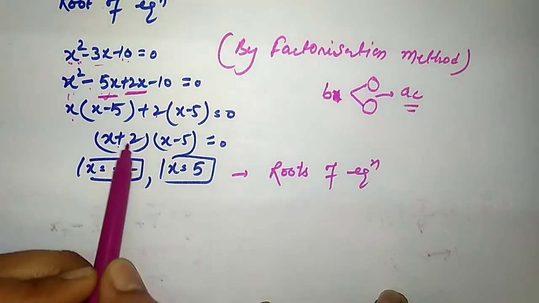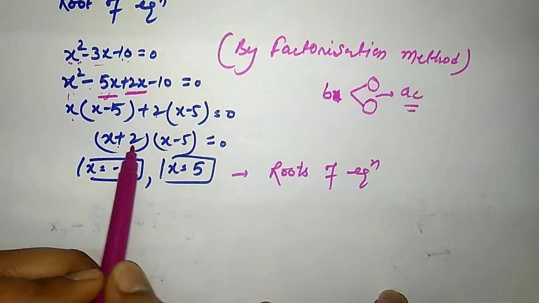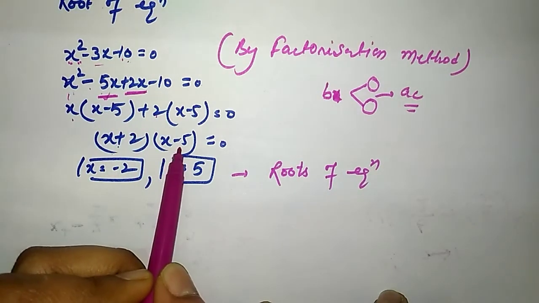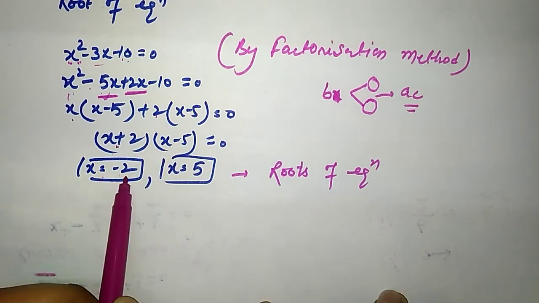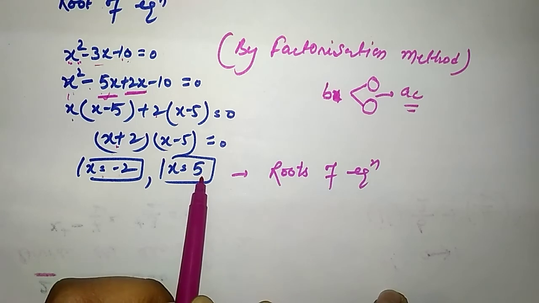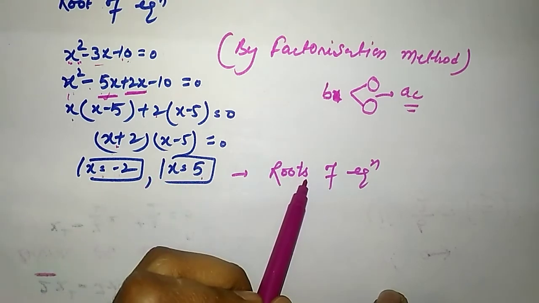We can write this in one bracket as x plus 2 and x minus 5 in the other, and after equating these two factors to 0, we have x equals minus 2 and x equals 5. Now these are the roots of the equation.